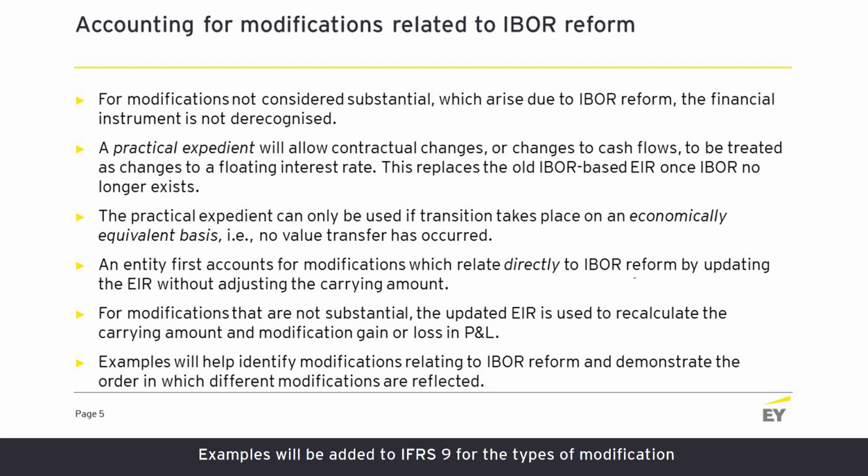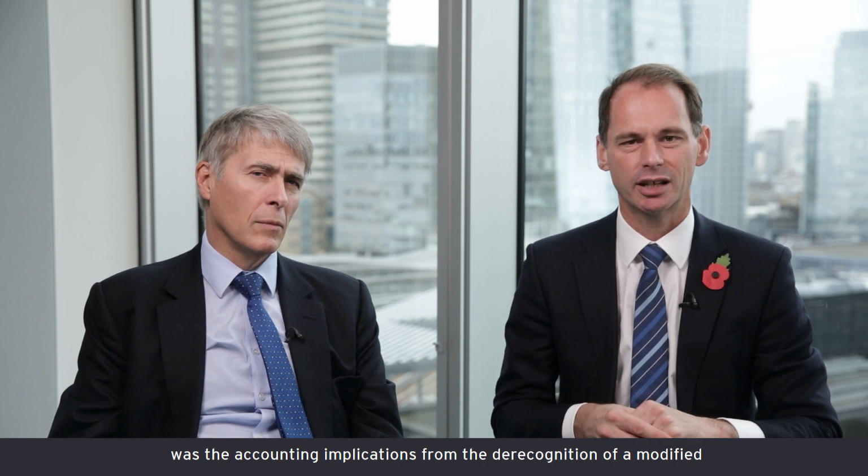Examples will be added to IFRS 9 for the types of modification that relate to IBOR reform, and the types of modification that would not. Also, an example will be added to demonstrate the order in which the different types of modifications should be reflected. The next topic that the IASB tackled was the accounting implications from the derecognition of a modified financial instrument in the context of IBOR reform.